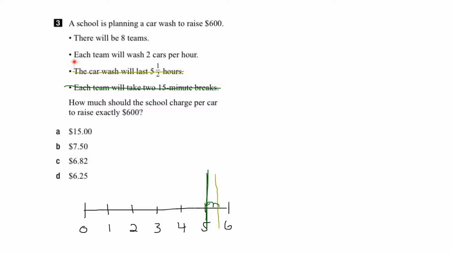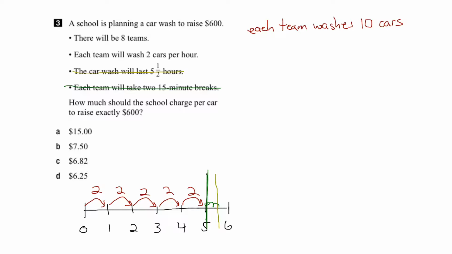Next, we're told that each team will wash 2 cars per hour. So that means in the first hour, 2 cars will be washed. In the next hour, 2 cars will be washed per team. And then 2 cars in the third hour, 2 cars in the fourth hour, and 2 cars in the fifth hour. So each team will wash 2, 4, 6, 8, 10 cars. Okay, so we've used that piece of information there.